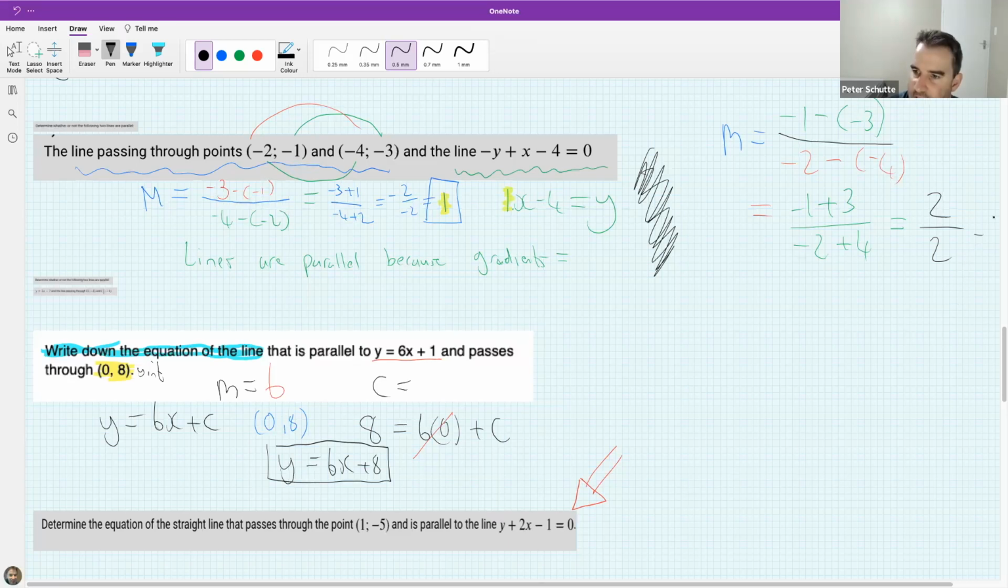Now -1 plus 3 is 2, and -2 plus 4 is 2. So your gradient is 1, which is the same as what we got last time. Are you happy? Does that make a bit more sense? Yes, thank you, sir. Pleasure.